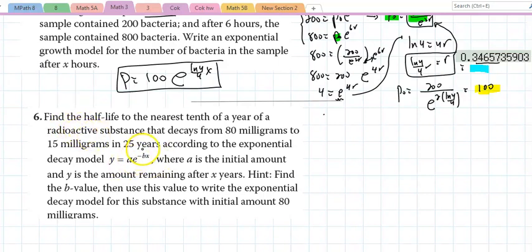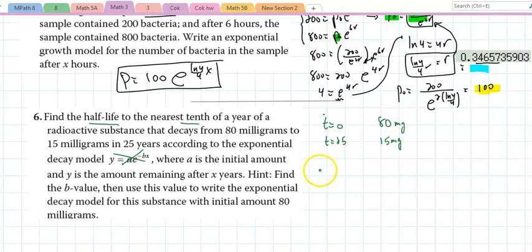And they're giving me this equation. I'm going to stick with population. Find the half-life to the nearest tenth of a year of a radioactive substance that decays from, initially, at time equals 0, 80 milligrams to, 25 years after, 15 milligrams. Right? They explain all of that, what that means. There's a hint, but we don't need a hint. That's for the average student. We're not average. They said find the half-life.